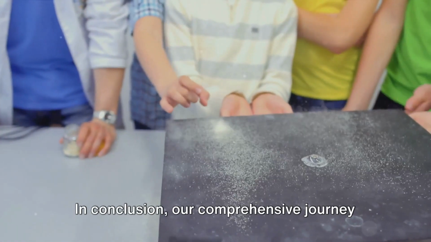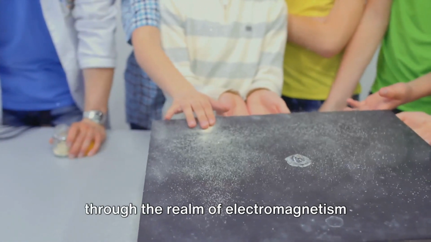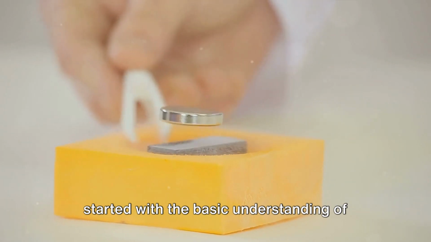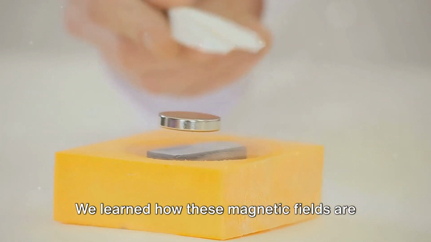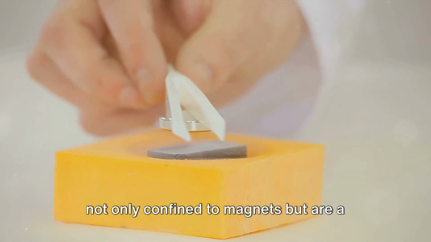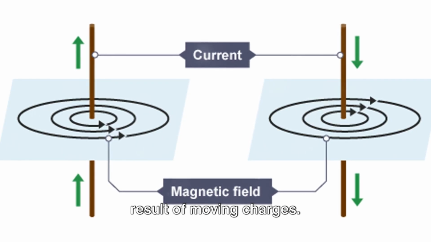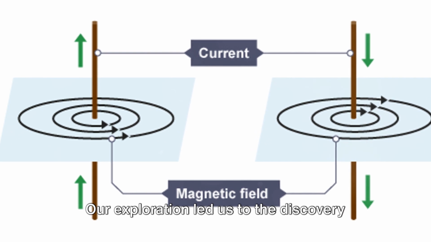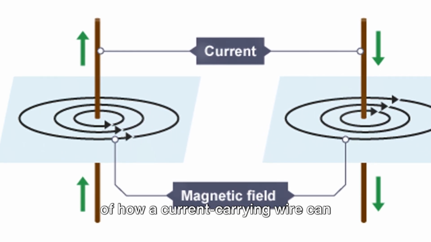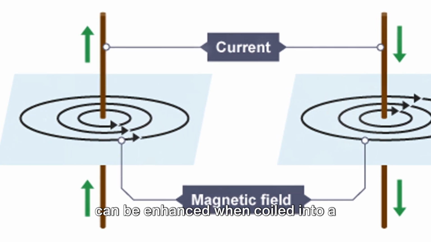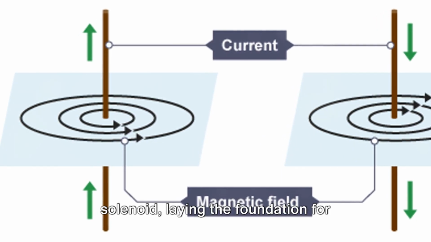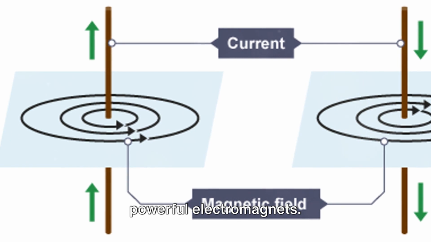In conclusion, our comprehensive journey through the realm of electromagnetism started with the basic understanding of magnets and their invisible force fields. We learned how these magnetic fields are not only confined to magnets but are a result of moving charges. Our exploration led us to the discovery of how a current-carrying wire can generate a magnetic field, whose strength can be enhanced when coiled into a solenoid, laying the foundation for powerful electromagnets.